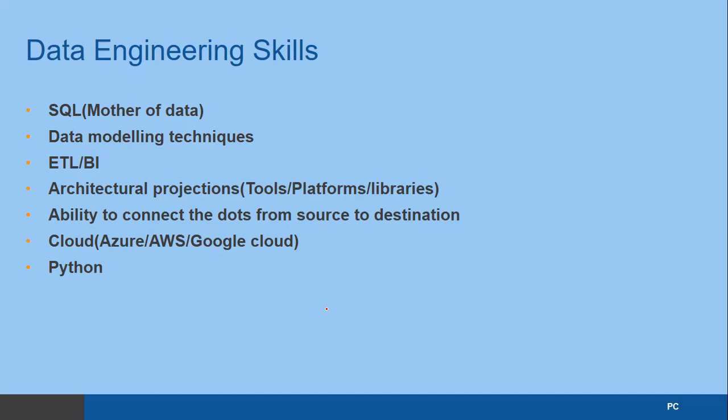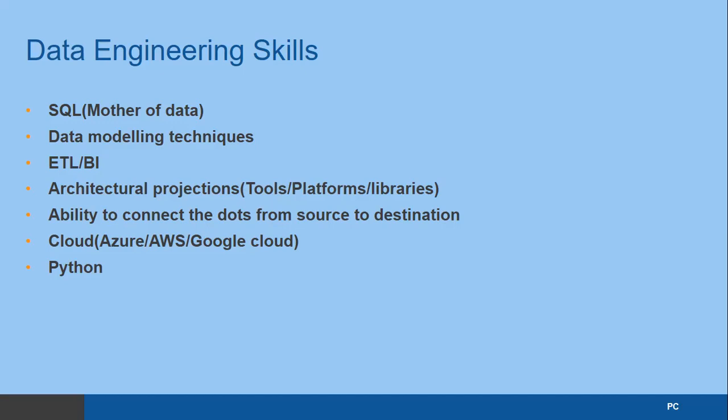Ability to connect the dots from source to destination. That means logical skills. You should have good logical skills to connect from the source to target. So what do I need to do to transform all this data from multiple sources to a single format, so that a data scientist will consume the data? You should have the ability to connect the dots. These logical skills you should have.